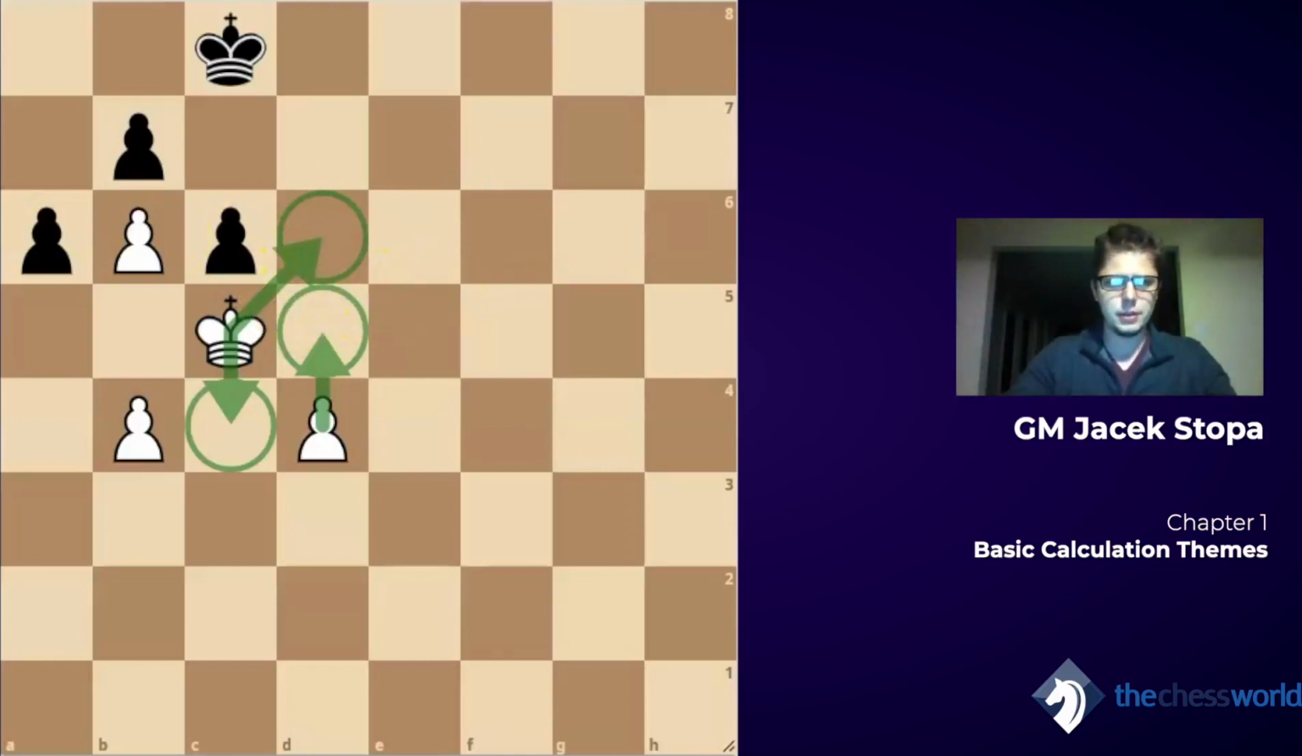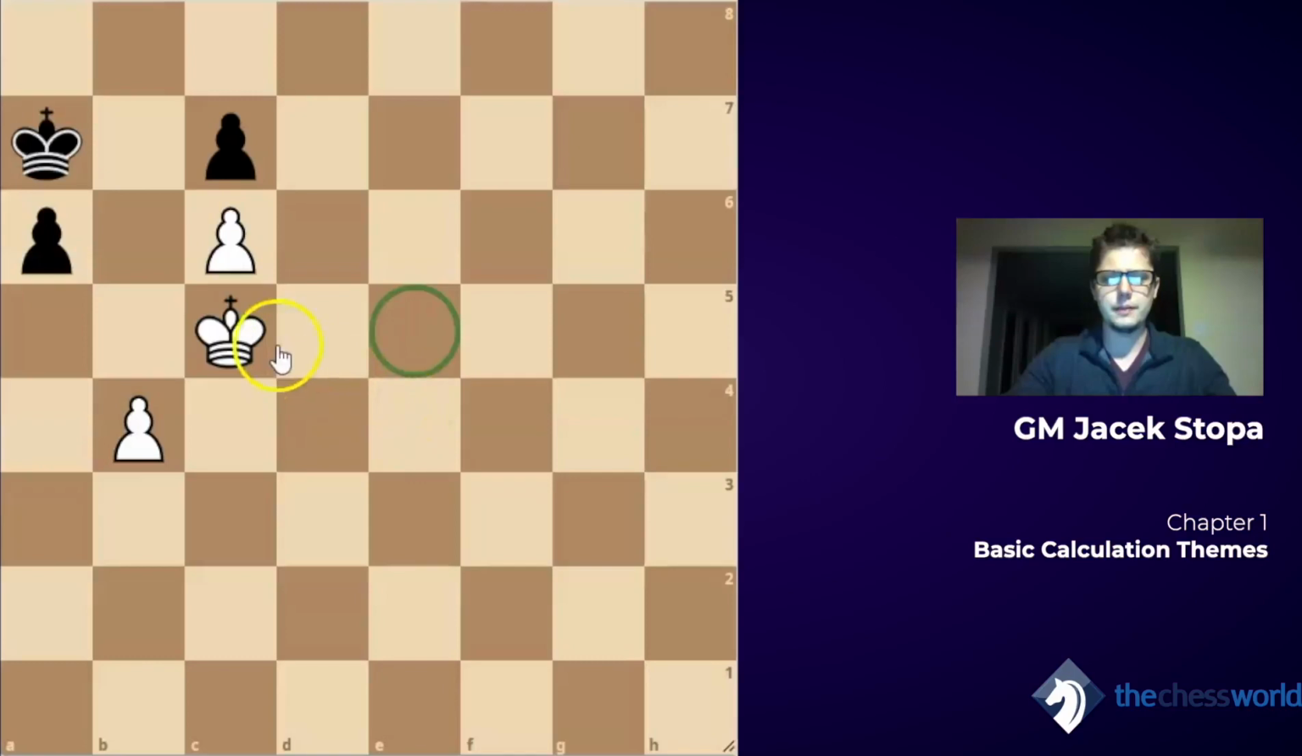Now let us jump into the next example. This is also a pawn endgame. It's a little bit tricky. What are some candidate options for white?